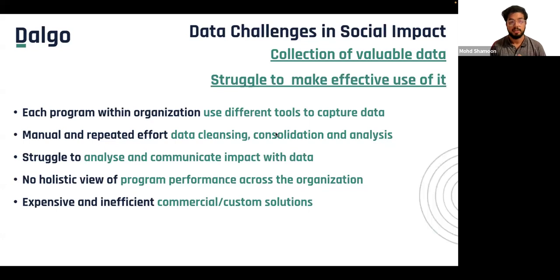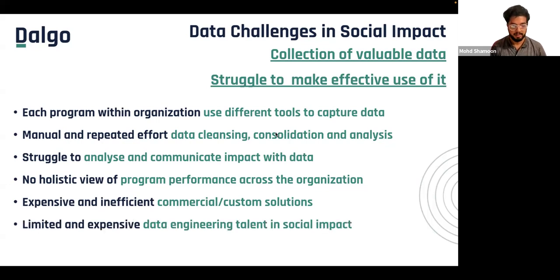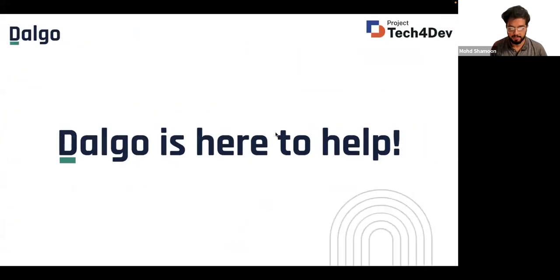You think you can build a custom solution, but that eventually takes more time and effort, and the cost is really high. You think you can take a commercial solution, but it doesn't provide all the features that you want. Data engineering talent in social impact is really limited, and it's really expensive to hire data engineers. And finally, you need to provide access to that data to every level, from the bottom level to the top. So these are the challenges that social impact organizations have, and Dalgo is here to help.